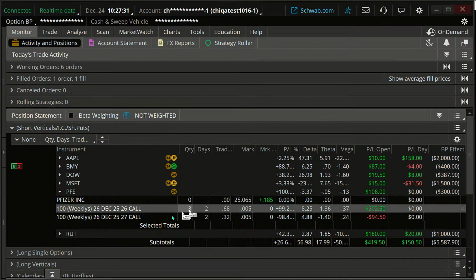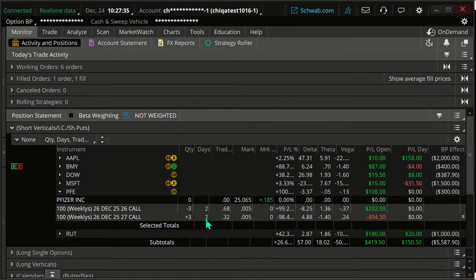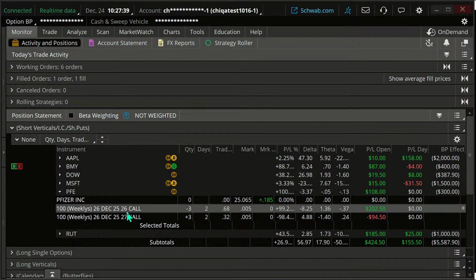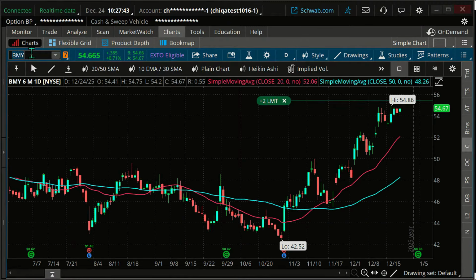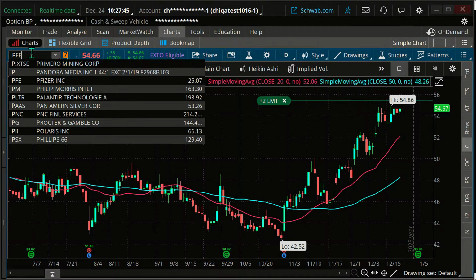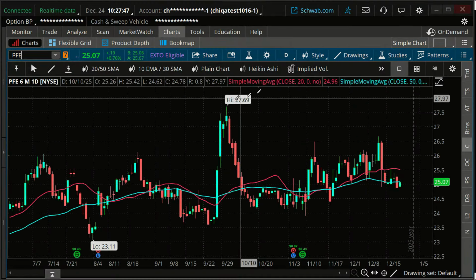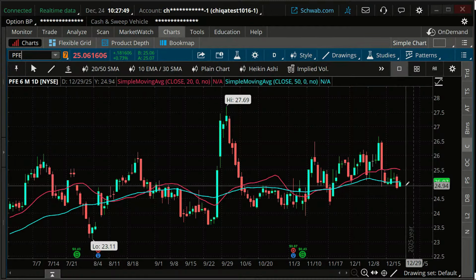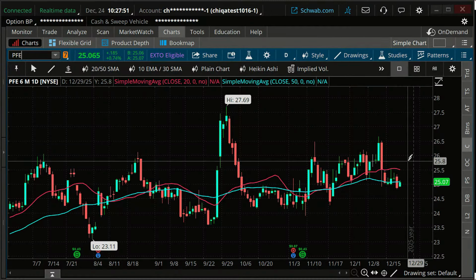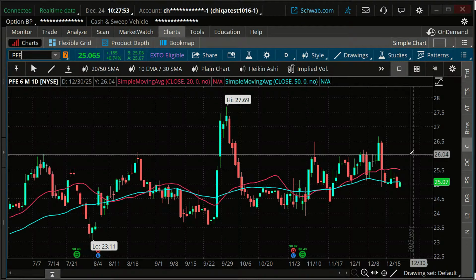I can try and get out. I may not get filled. It's going to expire in 2 days anyway. This is a short call vertical. 26 is the call on this, on Pfizer. Here's Pfizer. Well, basically what the market is saying is there's very little chance of this going above 26 in the next couple days, okay? Well, tomorrow the market's closed.